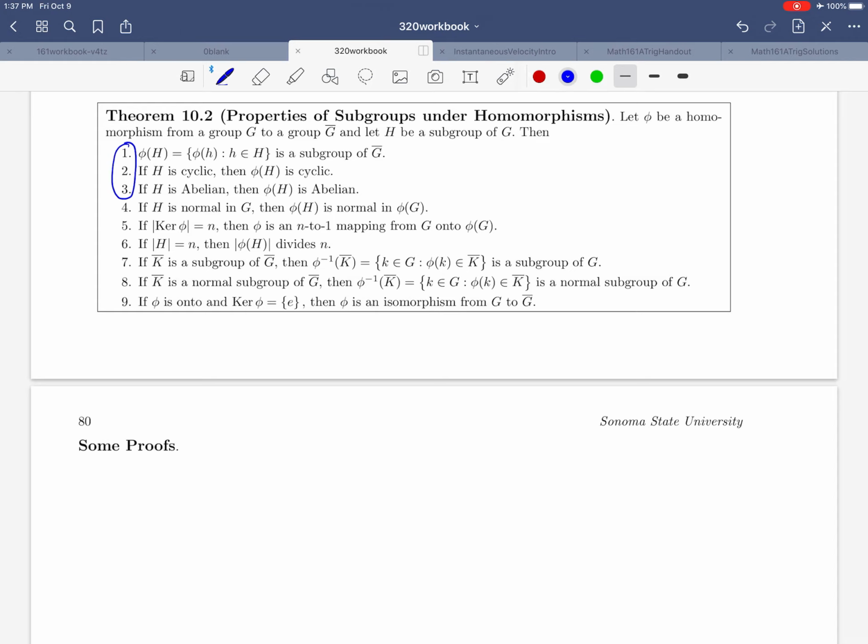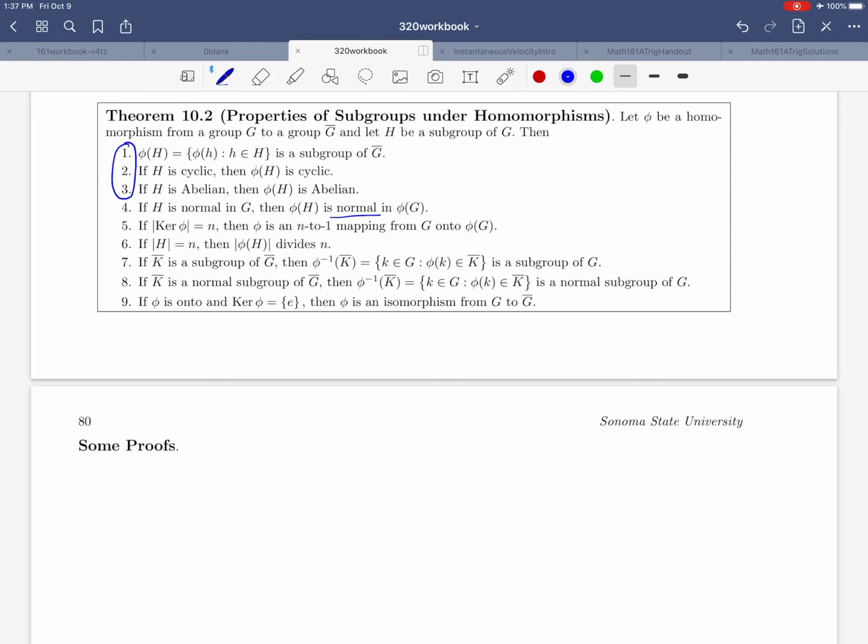Then we have a few new things, because since we talked about isomorphisms, we've encountered some new ideas. So if H is, in addition to being a subgroup, normal in G, then phi of H is also normal in phi of G. So we have this new property of a subgroup being normal that's also preserved under homomorphisms.